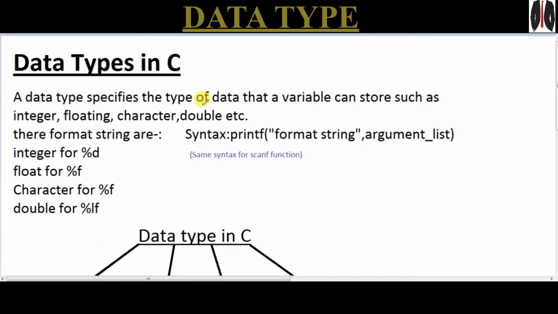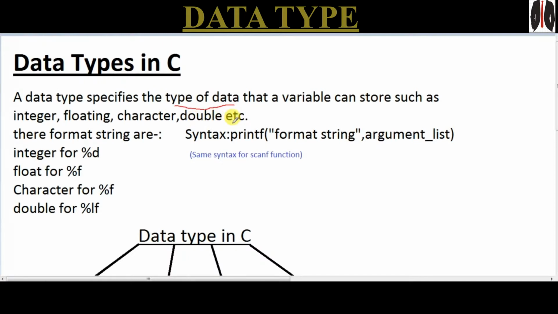Hi everyone, today I am going to start the topic data types in C. Firstly, we define a little bit about what a data type is. A data type specifies the type of data that a variable can store, such as integer, floating, character, double, string. These are the data types.